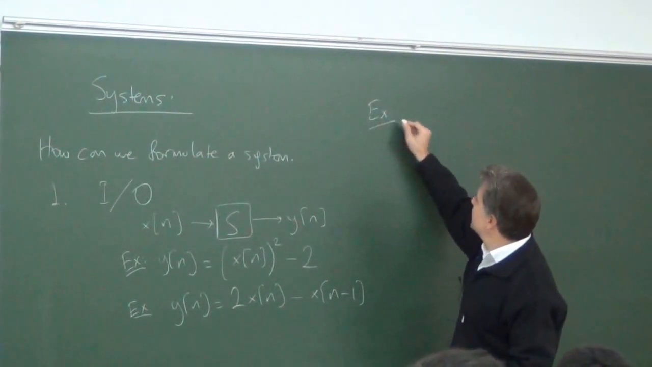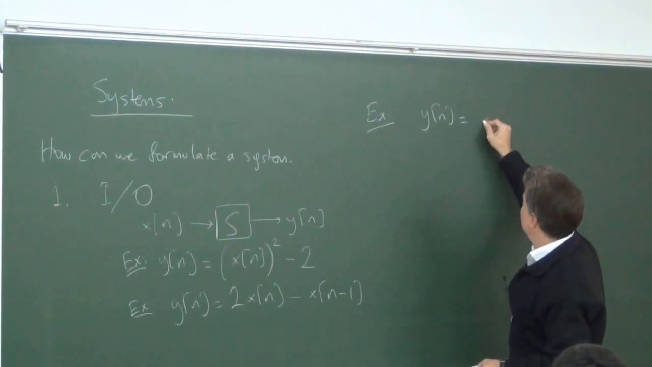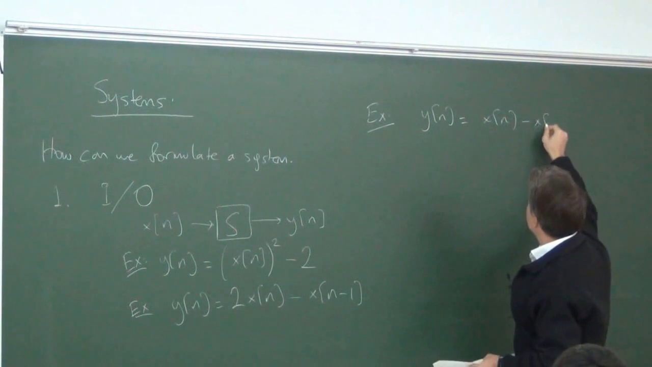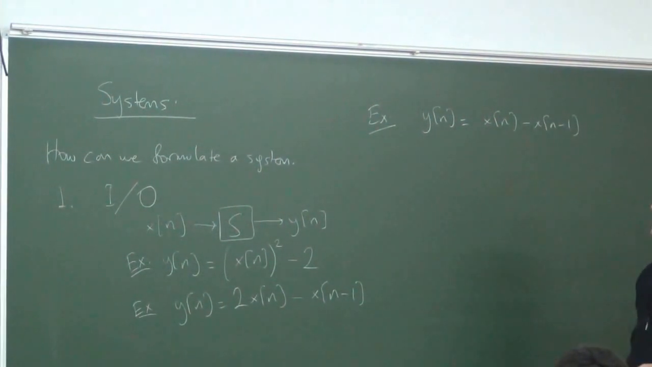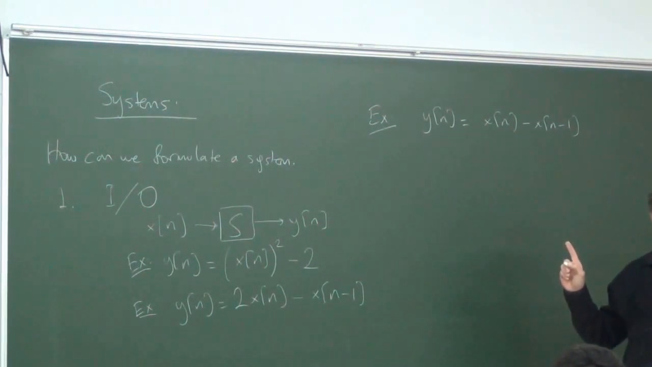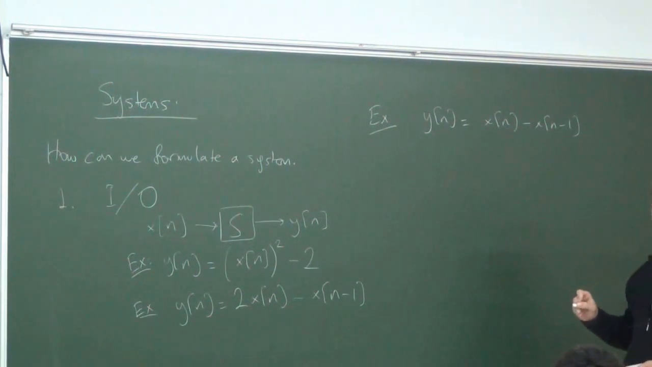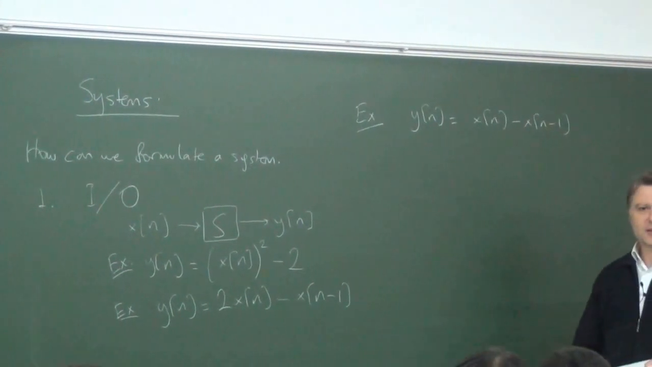Let's give an example of a system like this. y of n is equal to x of n minus x of n minus 1. So there's no 2 here, but just one simple x of n minus 1, which was one of your quiz questions, as a matter of fact. I was asking you about the similarity of this thing to a derivative. Now, does it really work as a derivative? And what are the practical uses of such formulation?